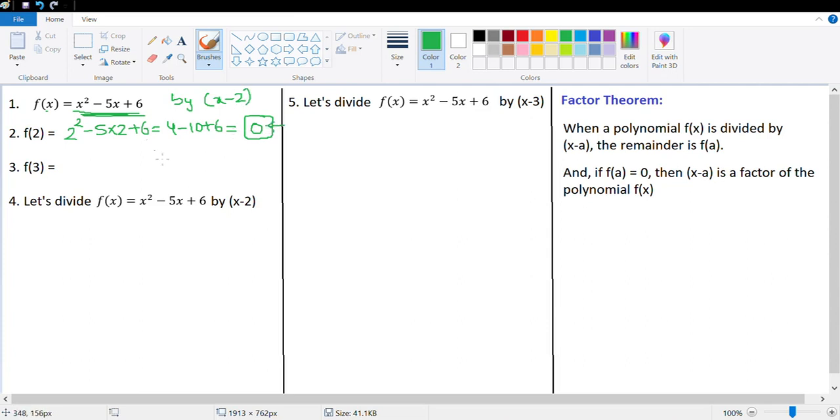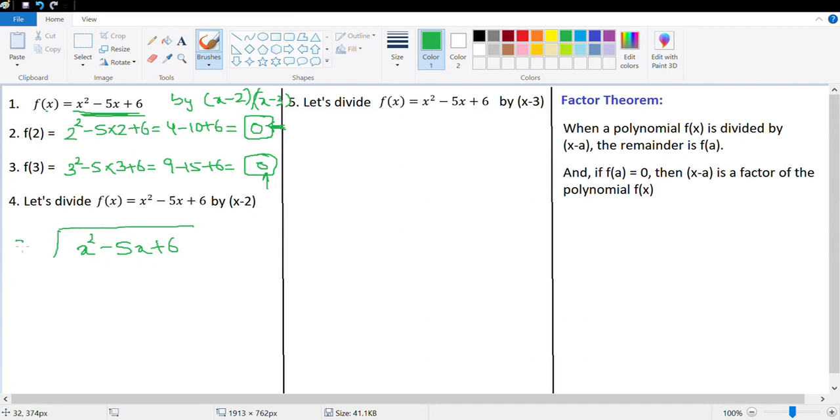Let's try it when the value of x is 3. This will be 3 square minus 5 into 3 plus 6. That's 9 minus 15 plus 6. Again, that's equal to 0. Which means if I were to divide it by x minus 3, my remainder will still be 0. Let's see if we can do the actual division and still get the same answer. So x square minus 5x plus 6, this is what our remainder theorem tells us. Let's go ahead and prove it using actual division.